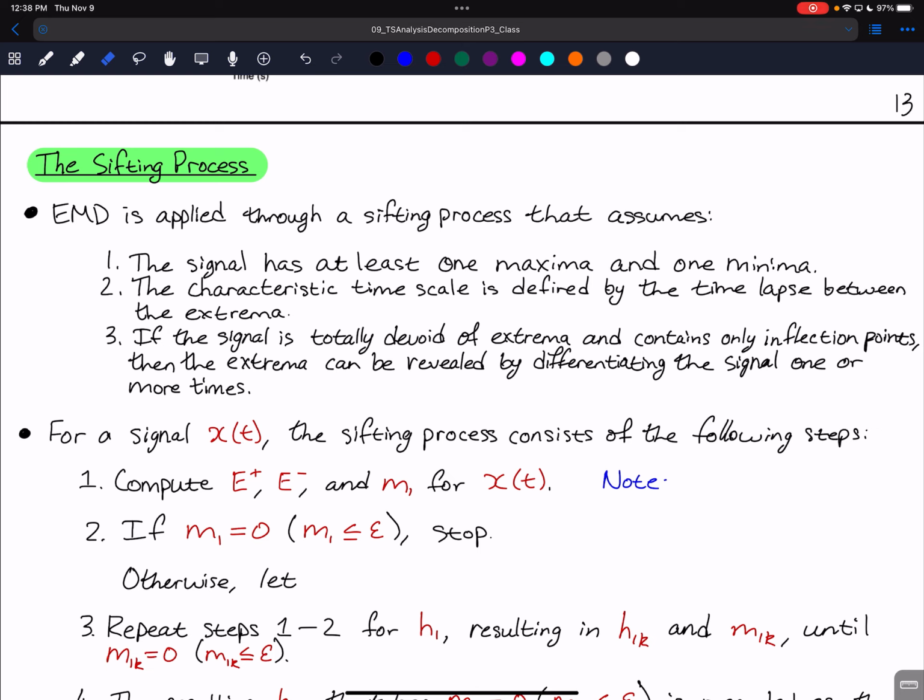Then there's some characteristic time scale that can be defined as the time lapse between the extrema itself. Given that we have many oscillations in a vibration signal, that should be relatively easy to do. And then the third condition is that if there are no extrema, minimums and maximums, and it only contains inflection points, then those extrema could be revealed by differentiating the signal one or more times. In our applications, our signals will always satisfy the first two, and we'll never have to deal with the third condition.